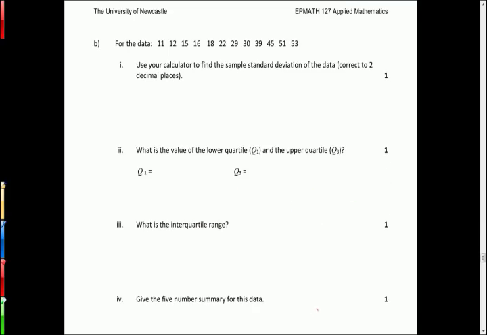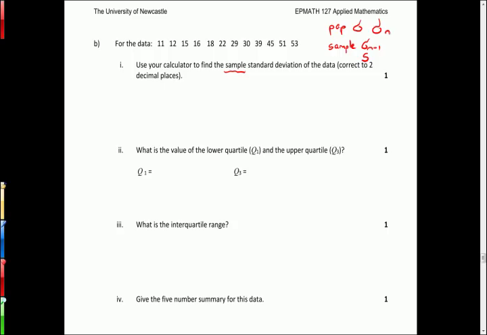For that data, is it in order? Yes, it is. Use your calculator to find the sample standard deviation of the data. This time it was sample. I know the population standard deviation that we used before, population was that sigma symbol. Sample, well, sometimes it's written sigma n minus 1, sometimes it's written with an S. Depends what calculator you've got, but just get to know your own calculator. There's two standard deviations on there. Just know which is the population, which is the sample. Population is also written as sigma n, but the n minus 1 or the little s always goes with sample.